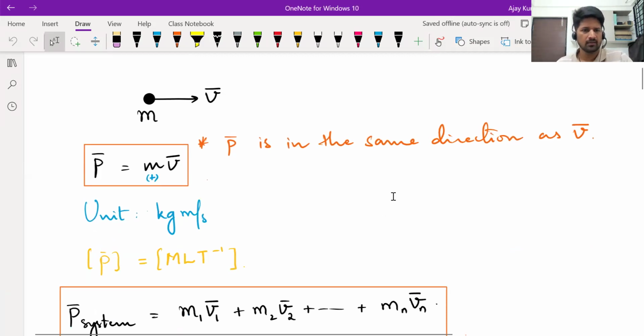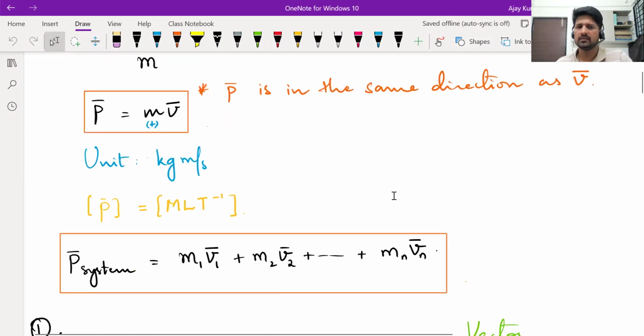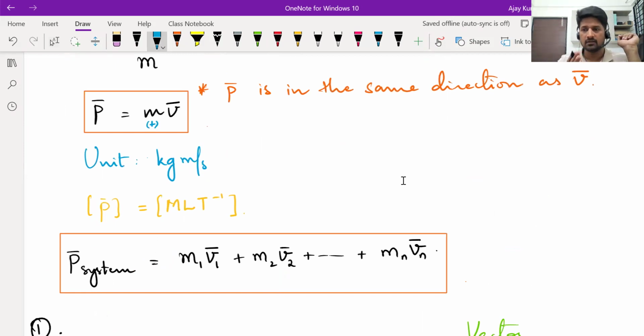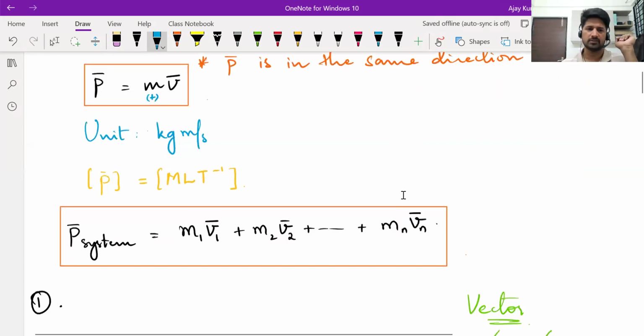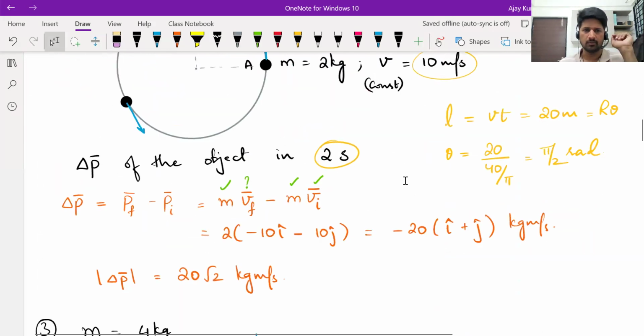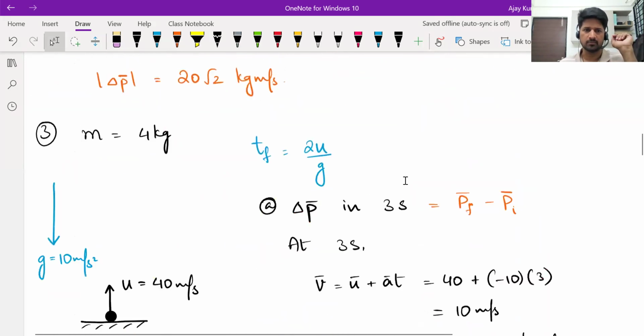We discussed units and all. In case there are different parts of the system moving with different velocities, then the total momentum of the system is calculated like this. You have to calculate the individual momentum of each part separately and add them up. And momentum being a vector quantity, you have to add them as vectors to get the total momentum of the system. Then we solved some problems based on total momentum and change in momentum.